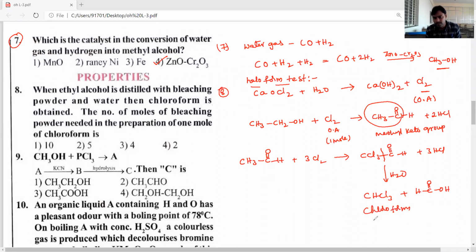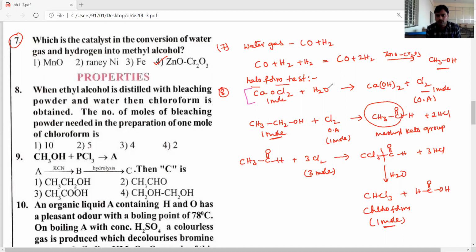How many moles are forming? 1 mole only formed. So this 1 mole of chloroform is utilized for the formation of 1 mole of ethyl alcohol. 1 mole of ethyl alcohol utilized 3 plus 1, 4 moles of chlorine. So we want to produce 4 moles, which means 1 mole of calcium oxychloride produces 1 mole of chlorine.